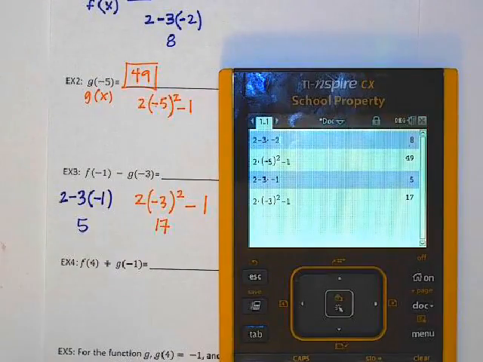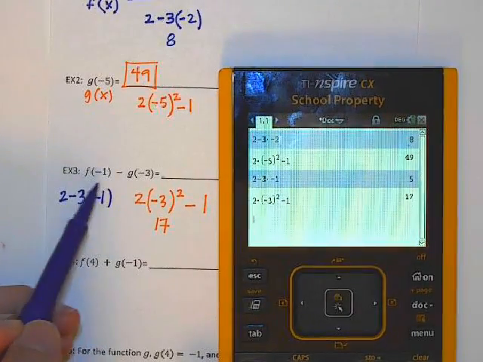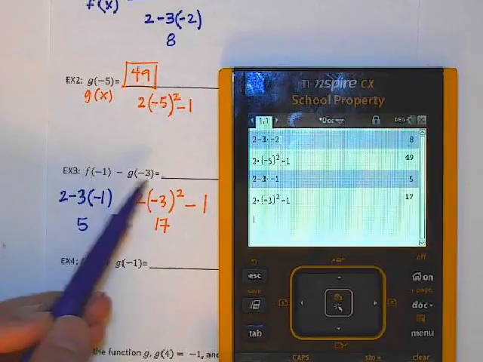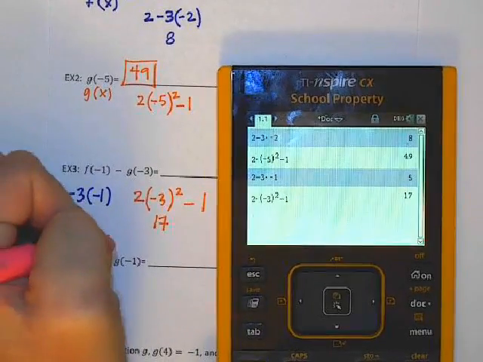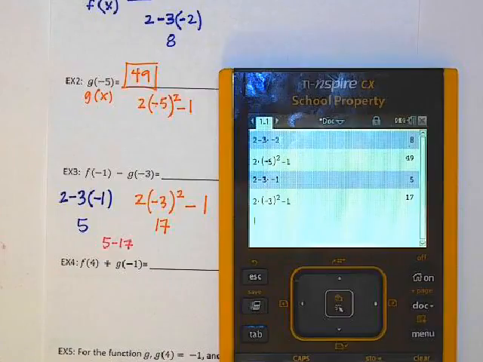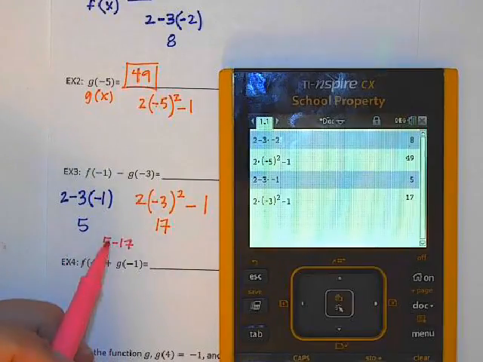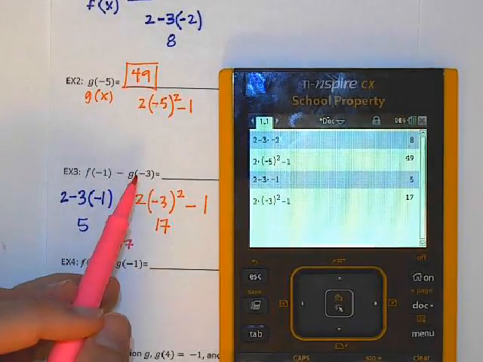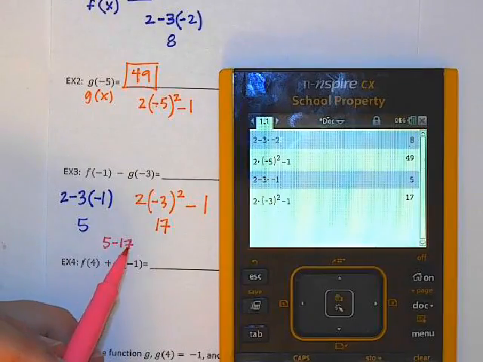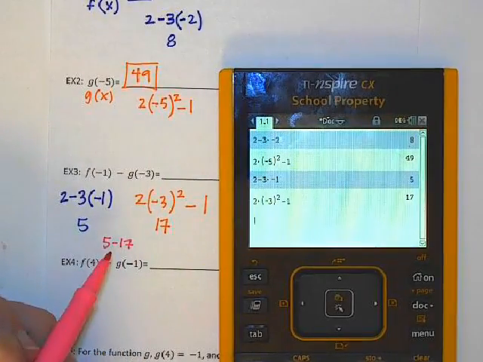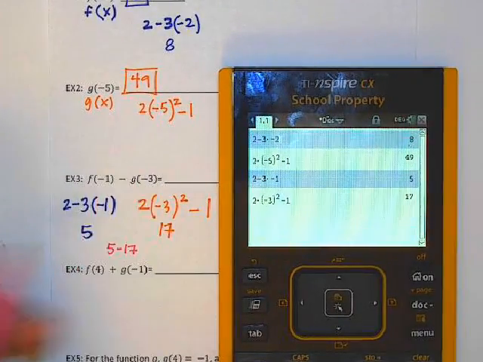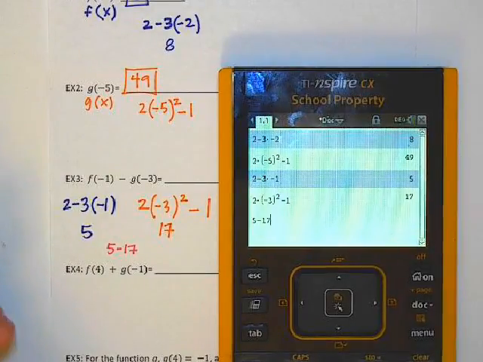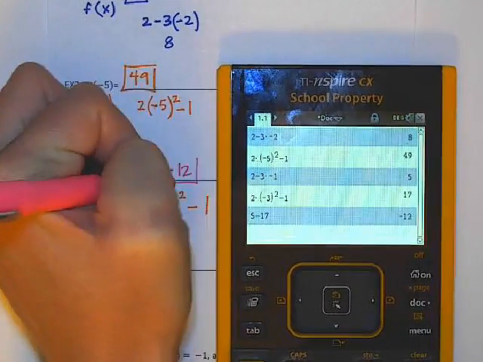Okay, so now I have to take the answer of f of -1 minus the answer of g of -3. So what I'm going to do is I'm going to say 5 minus 17. Does it matter which one goes first? Yes. Because the f comes first here, I have to write my f answer first. Because g comes second, I have to write my g answer second. If you flip-flop them, you're going to get a different answer. So it's important that you write it in the order that it's written here. F, then G. So 5 minus 17 gives me -12 is my answer.